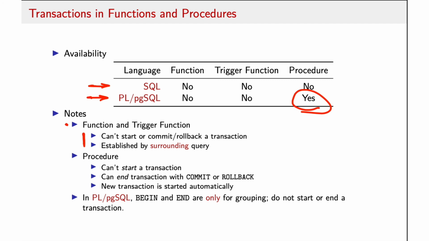In terms of a procedure, you can't actually start a transaction in a procedure, but you can either commit or roll back a transaction in the procedure. And when that happens, obviously the commit or the rollback takes its effect, and then the procedure will automatically start a new transaction from that point going forward.